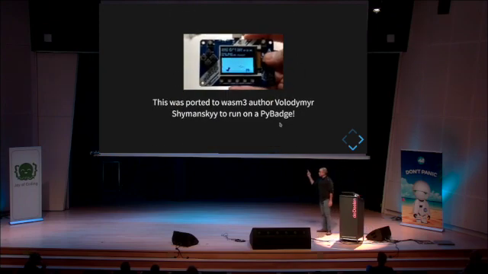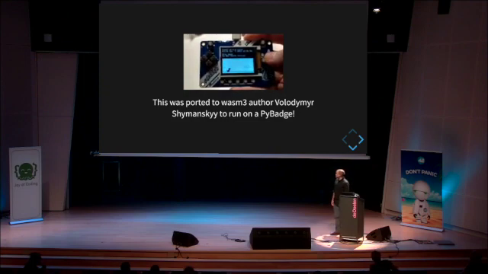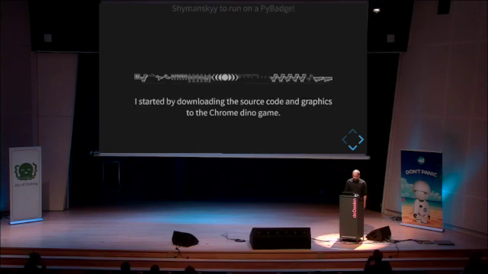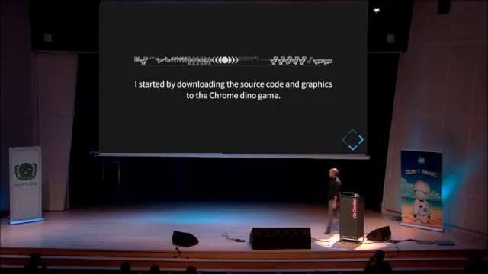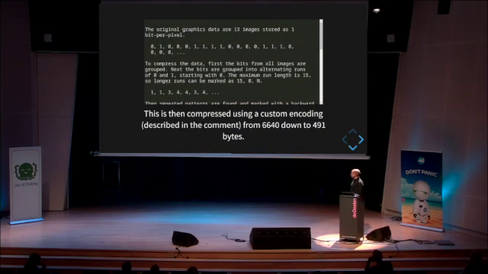What's really cool is someone actually ported this to PyBadge. The Wasm 3 author did this, which I thought was really cool. So the way I made this was that I downloaded all the pictures from the Chrome implementation. You can actually find this in the Chrome source code. And then I converted those into 1-bit per pixel graphics. And then, of course, I realized that that was going to be way too big. It would completely blow out my 4,000 byte limit.